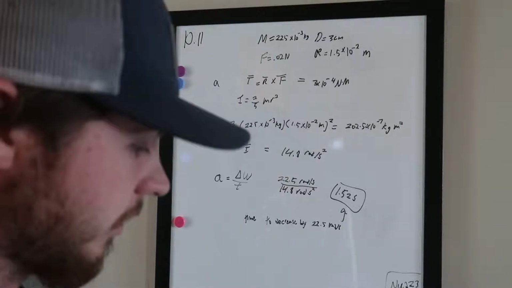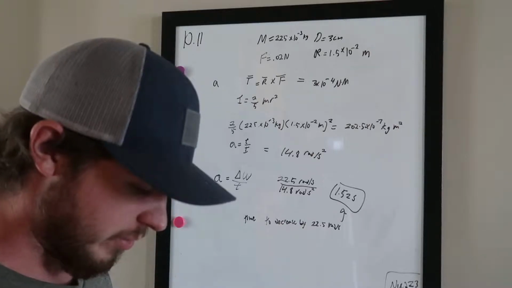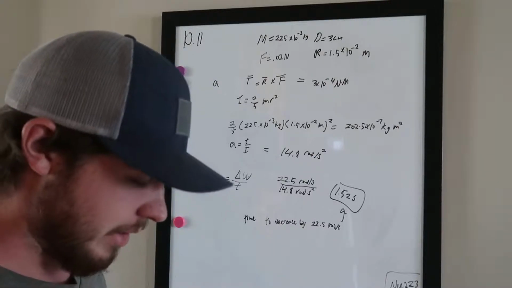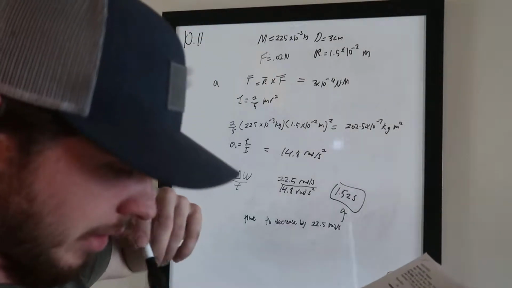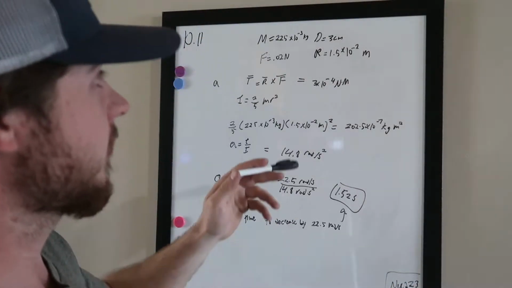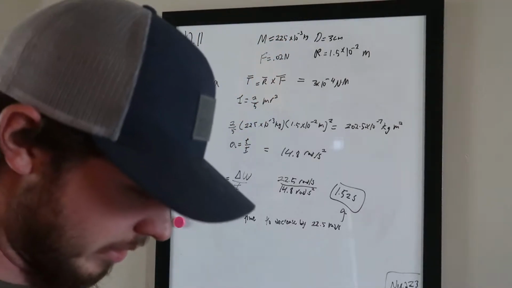Okay, so we're looking at question 11 from chapter 10, and it says a machine part has a shape of a solid uniform sphere of mass 225 grams. So we got that right here, 225 times 10 to the negative third kilograms, a diameter of 3 centimeters, so got that there.